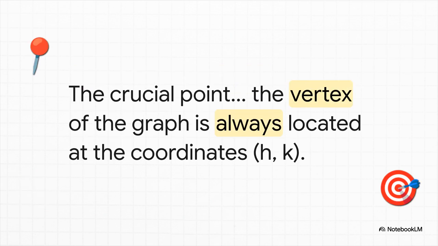So what's the big payoff for knowing all this? It all comes down to one critical spot, the vertex, the point of the V. The values of H and K from our control panel tell you exactly, and I mean exactly, where the new vertex is located. It's always at the point H, K.